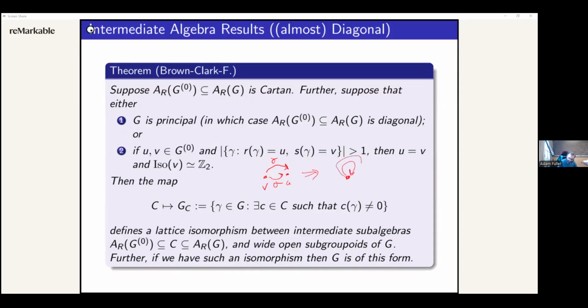So gamma and sigma are like this. And in fact, the isotropy is 2. So this means that I only have one loop. I have U itself and just a single loop. So I can have isotropy as long as that isotropy is only an order 2 group. And in this case, I also have the one-to-one correspondence between the open subgroupoids and C.